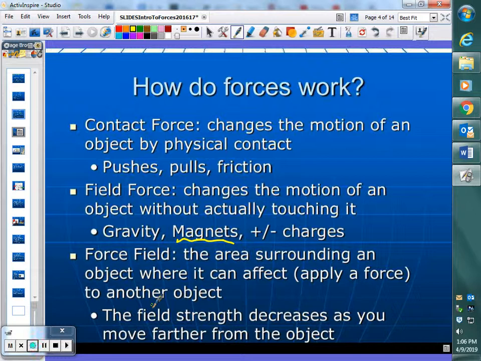It is an inverse relationship. Distance goes up, strength of field goes down, right? Inverse relationships are opposite of each other. One goes up as the other one goes down. So field strength decreases as the distance increases. Okay? Good there?